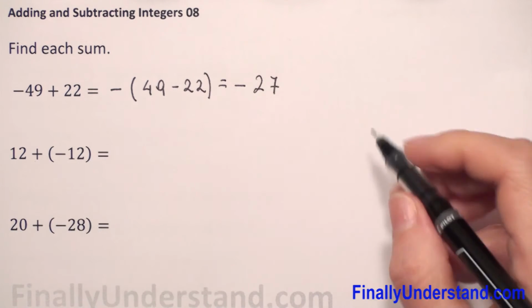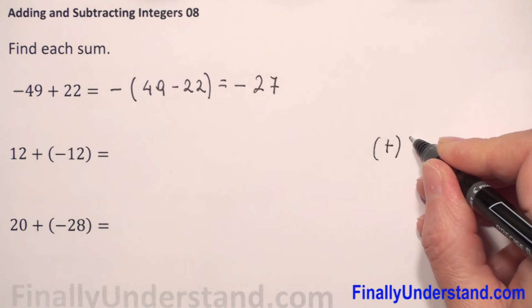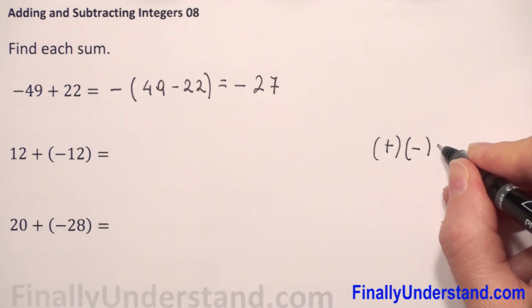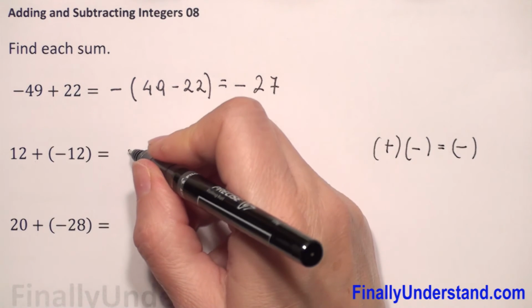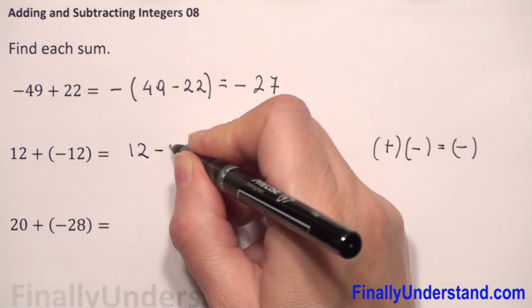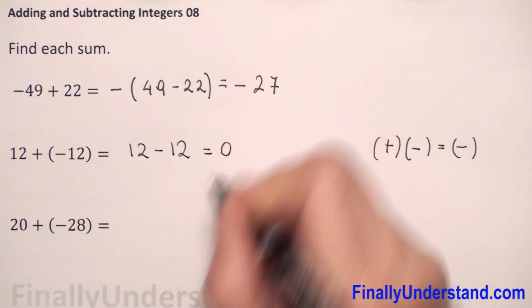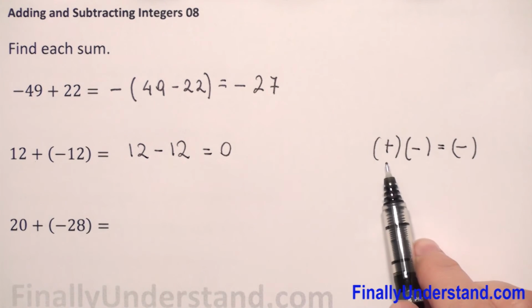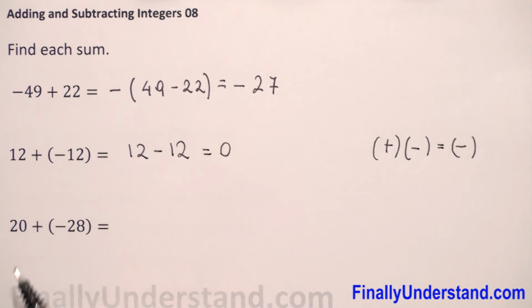Plus and minus, plus sign and negative sign always give us a negative sign. So we have 12 minus 12. 12 minus 12 is 0. Memorize: positive and negative sign is always negative.